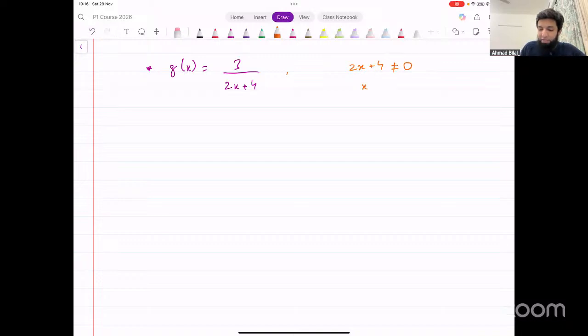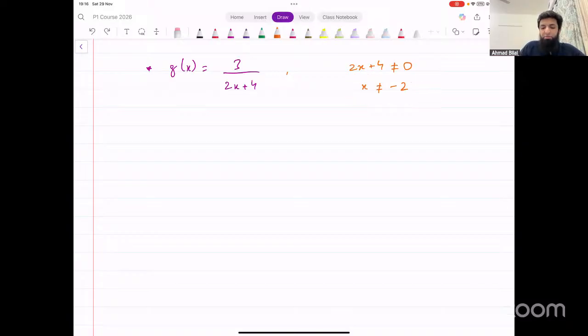And that gives you that x should not be equal to negative 2. So apart from negative 2, any value of x would work in this function. So you could say the domain of this function is x not equal to negative 2. So any real number apart from negative 2 should work in this. Okay? So you can just write x not equal to negative 2.